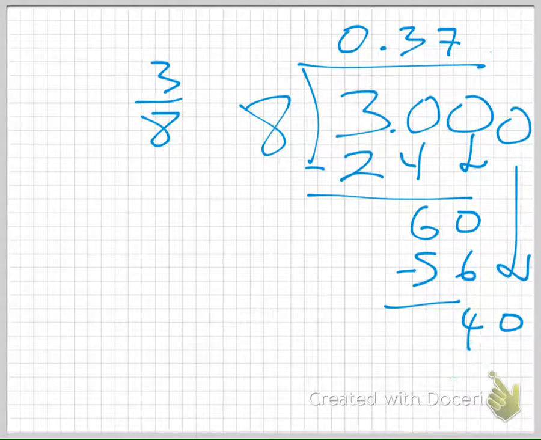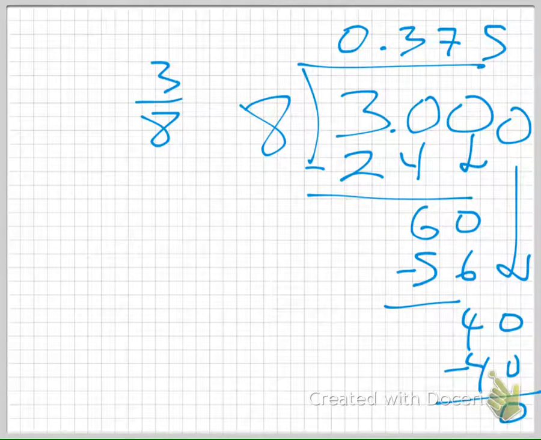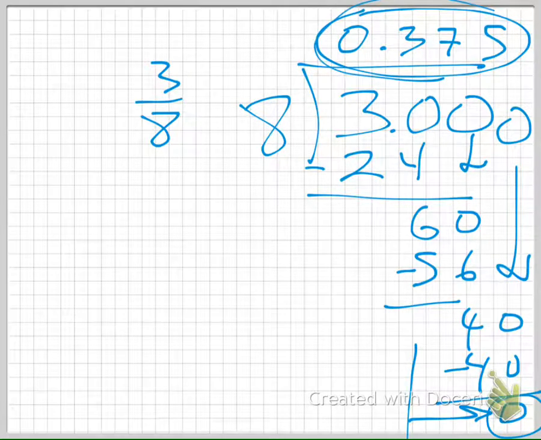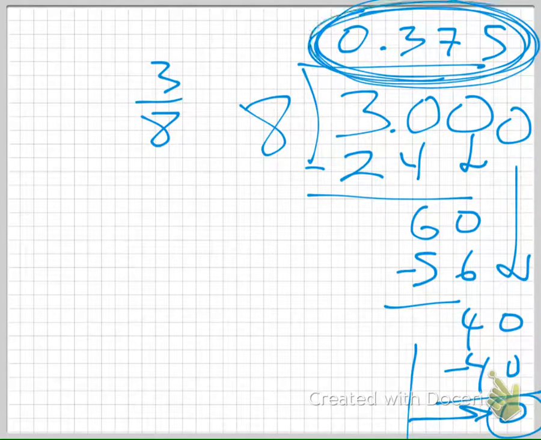We aren't done. Here's the deal with decimal division: you're not done until there's a 0 down here, right? That is a terminating decimal because eventually we got done. This became a 0 and we're done. It's terminating because it's over. This is the exact answer, 0.375. Okay, makes sense? Terminating decimal.